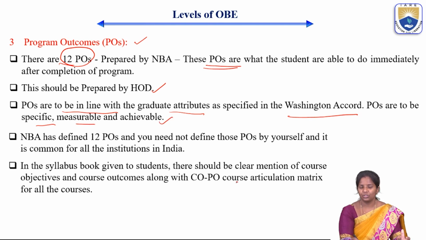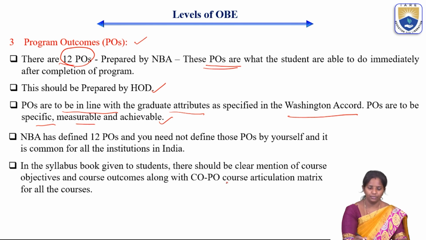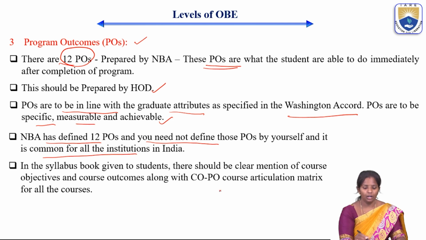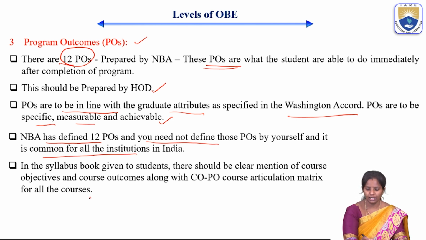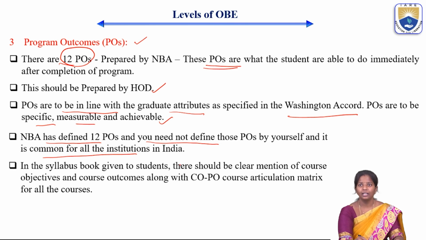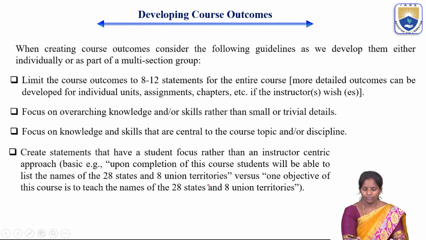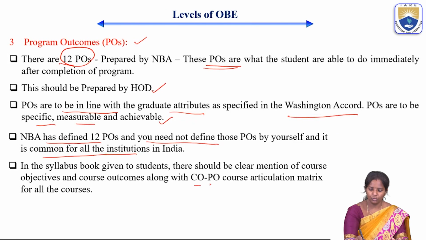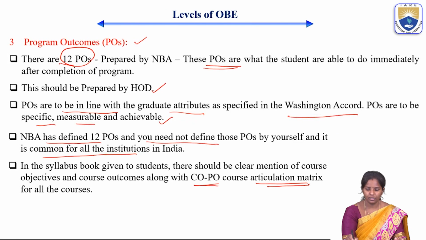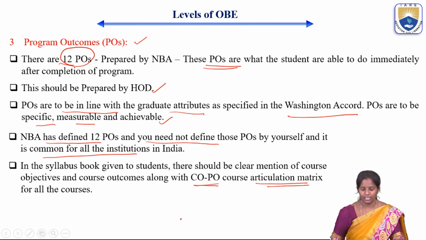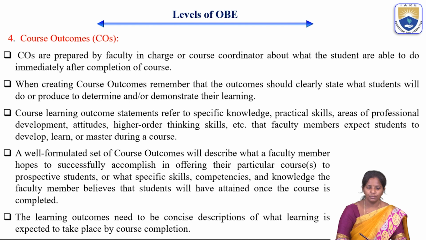So it should be specific to that particular course, should be assessed or measurable and achievable. NBA has defined 12 POs, and we need not define those 12, but they are all common to the institutions. So in the syllabus, we will be clearly mentioning, and there is a CO-PO course articulation matrix that is to be applied so that all the PO and CO mapping takes place.